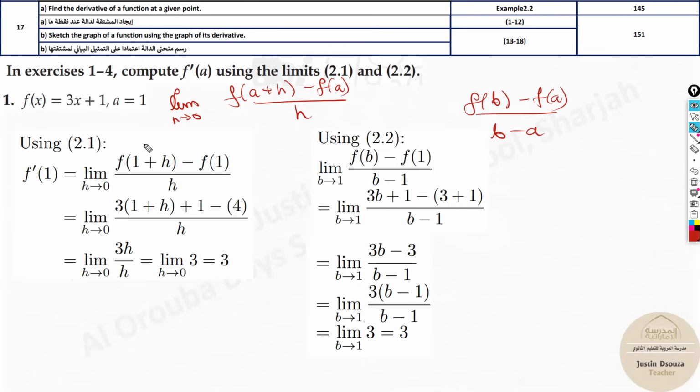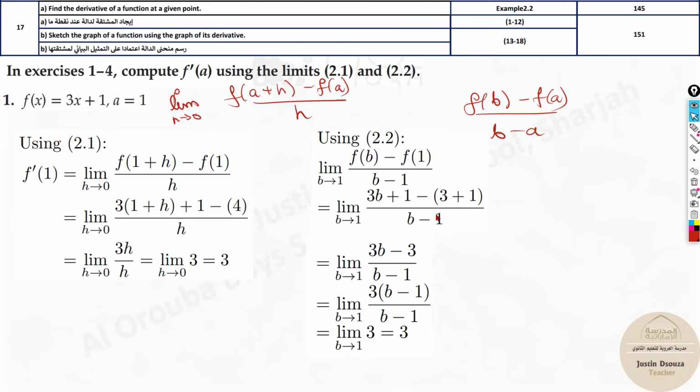Okay, just like what we have done a while ago, direct substitution. Now, if the value is not of cube or squared, it's much simpler. You can see easily, you can get the answer. Doesn't matter which formula you're using. They're using 2.1 formula and 2.2. This is first formula, second formula. You will get the same answer.